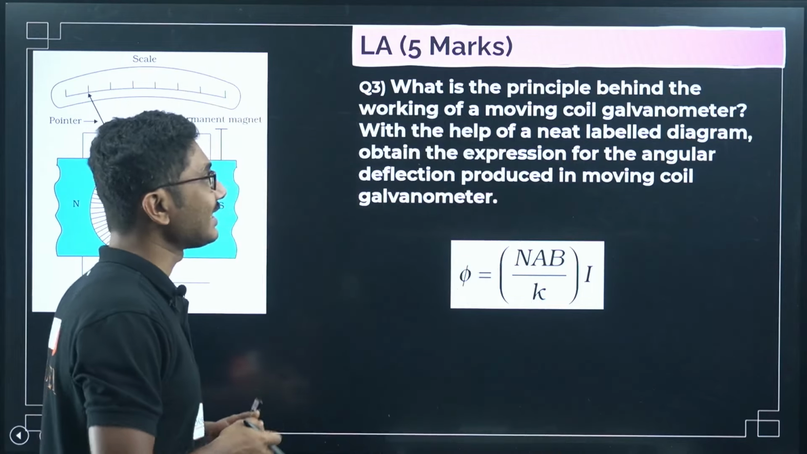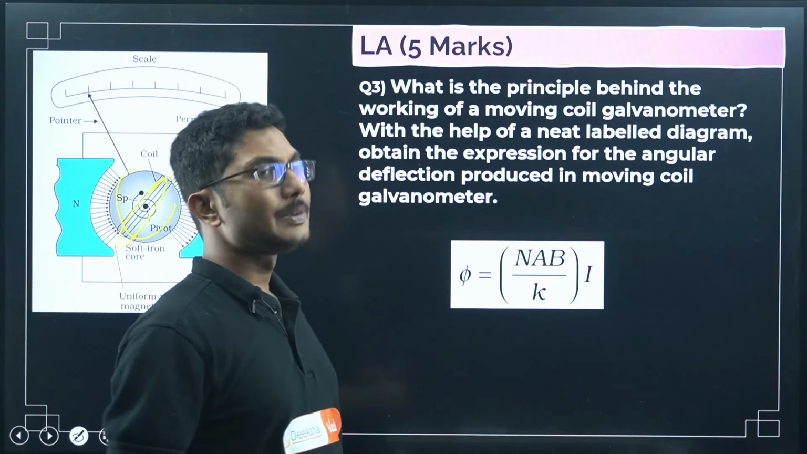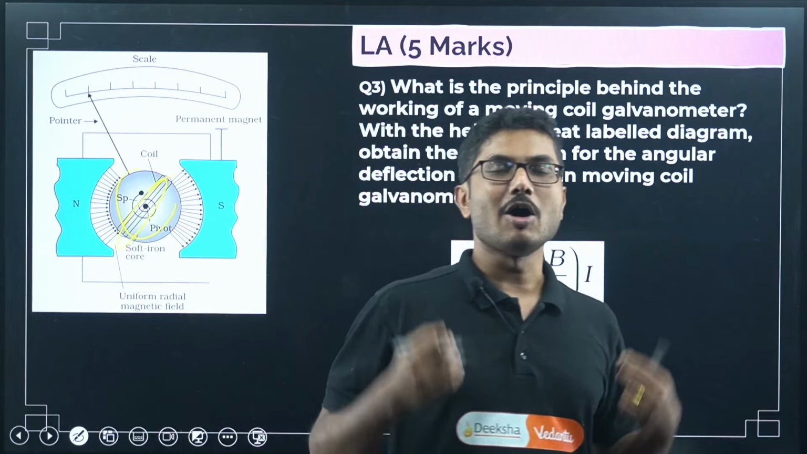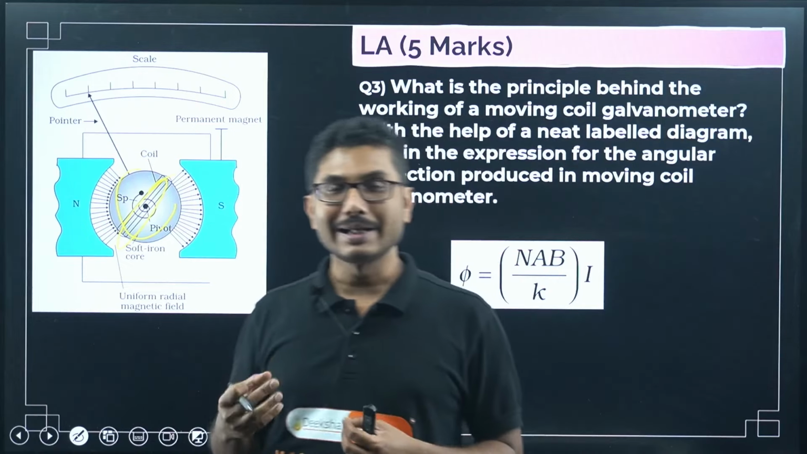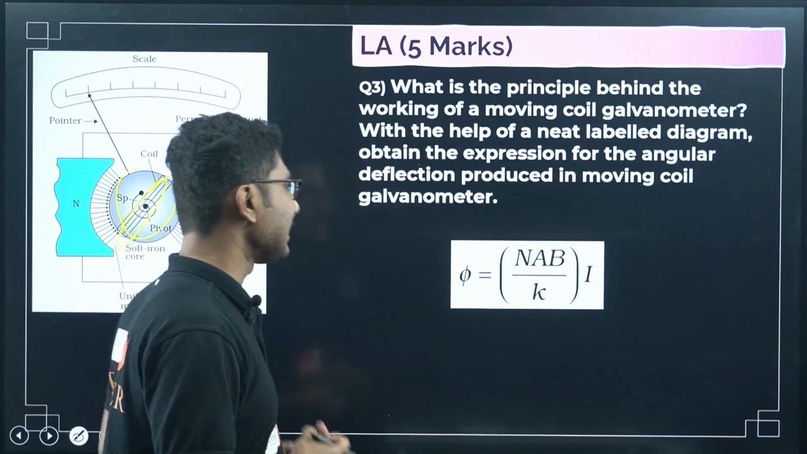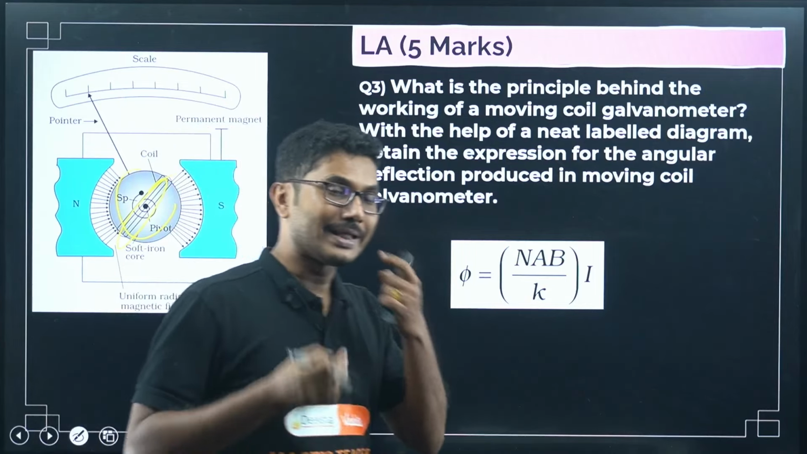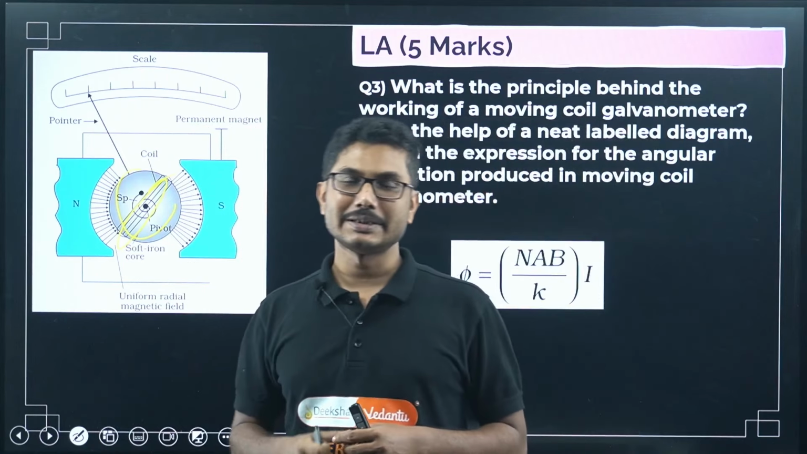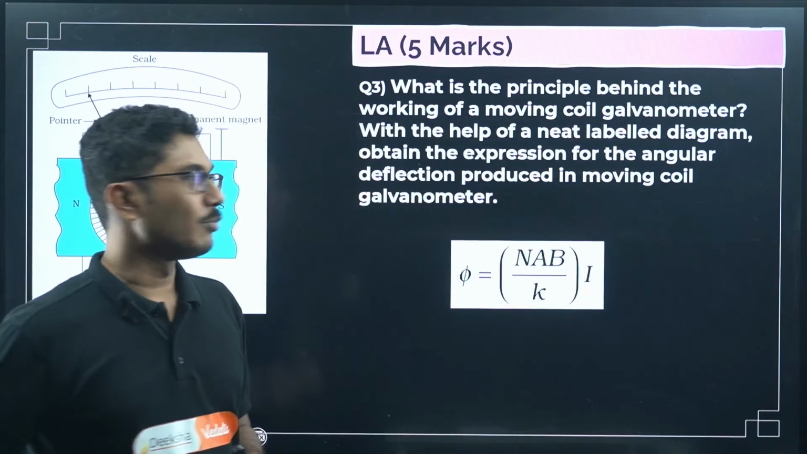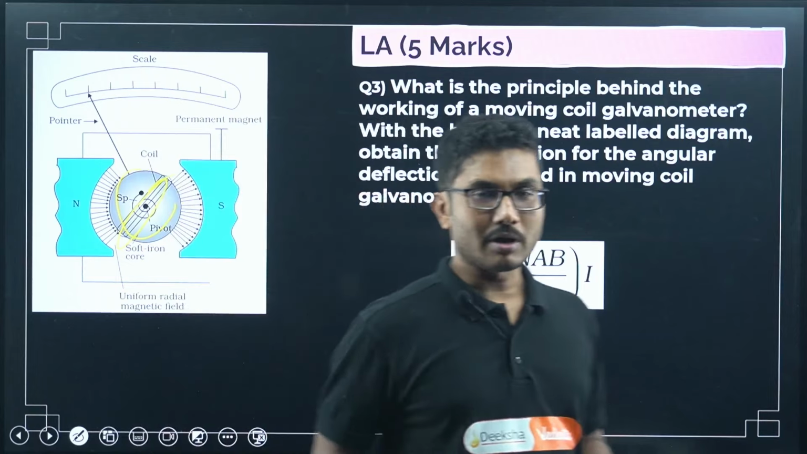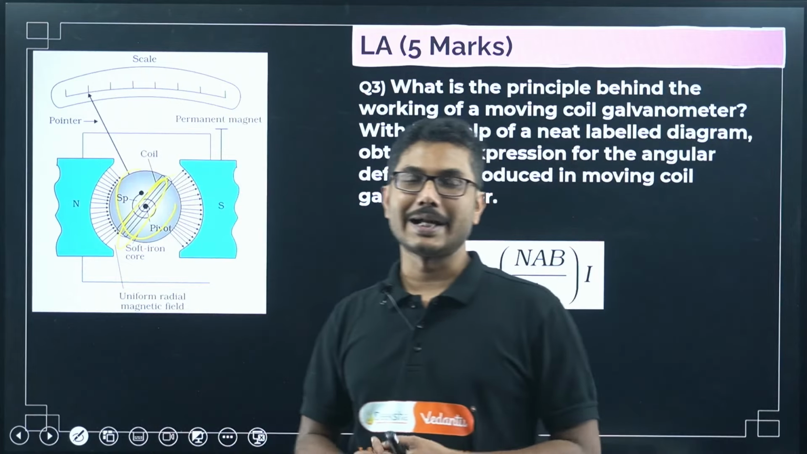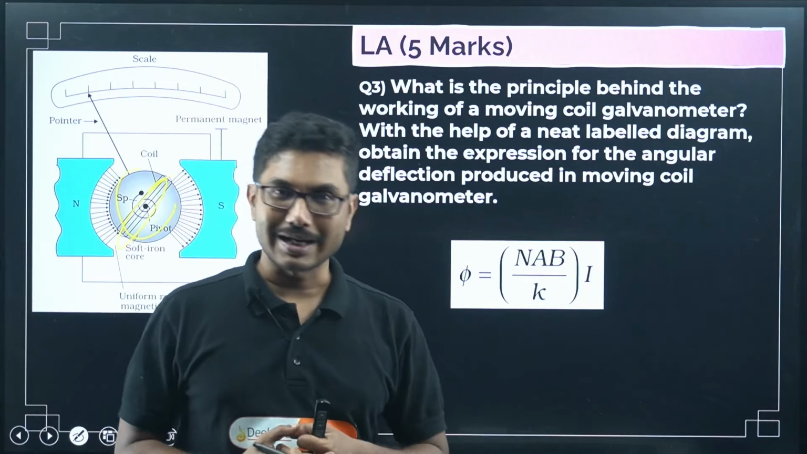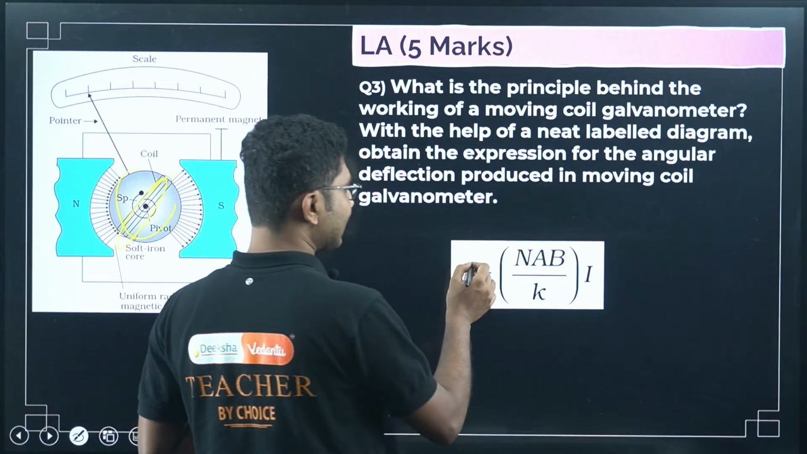So first of all, let us understand the principle. The principle of a galvanometer is the torque acting on a current carrying coil kept in a magnetic field. So the basic principle is that when we keep a current carrying coil in a magnetic field, it experiences a torque based on the amount of current. The more the current, the more the torque, and if we can measure that torque, we can measure the current. Torque is directly proportional to the current.